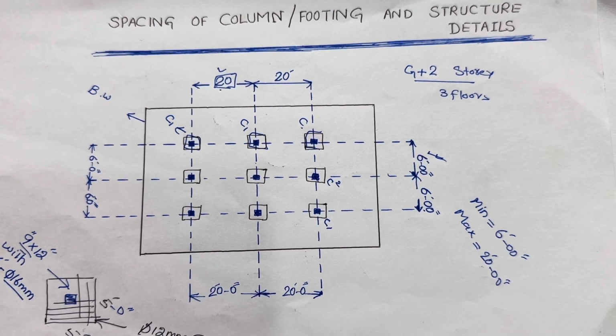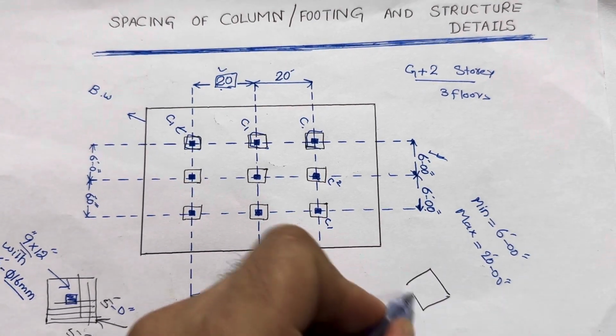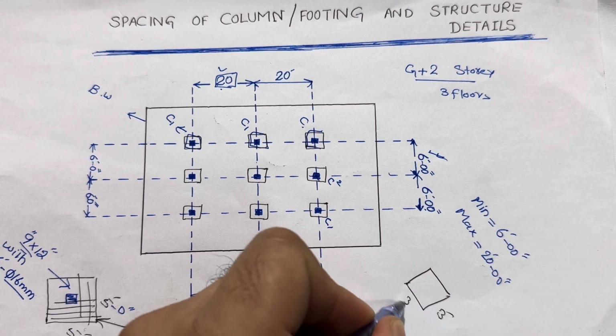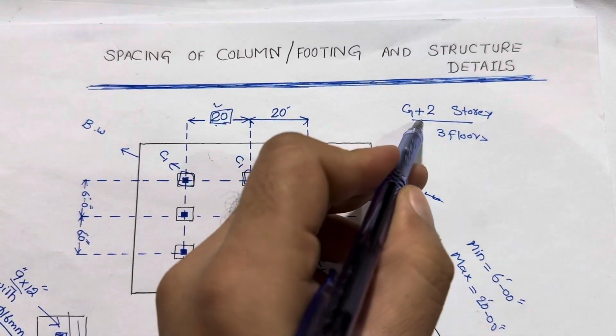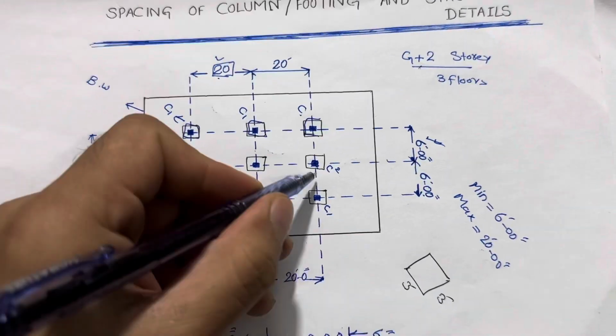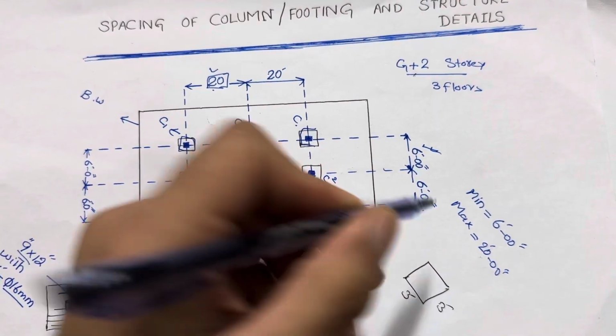You can see, guys, if the span is up to 6 feet, which is minimum, the size of the footing is 3 feet by 3 feet up to G plus 2 story, because the span here is 6 feet.